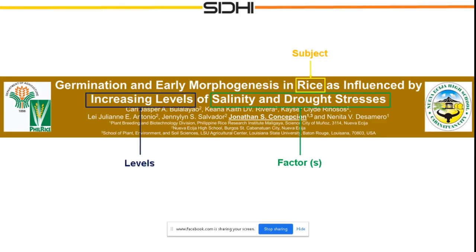Now, of course, the increasing levels will be your levels. So if you combine these factors and levels, this will be your treatment. So we have treatments of increasing levels of salinity. We have treatments of increasing levels of drought. And of course, the response is the germination and early morphogenesis of rice. So the germination and the early morphogenesis are the ones that we measured. Okay, so I hope that's a little bit clearer now.